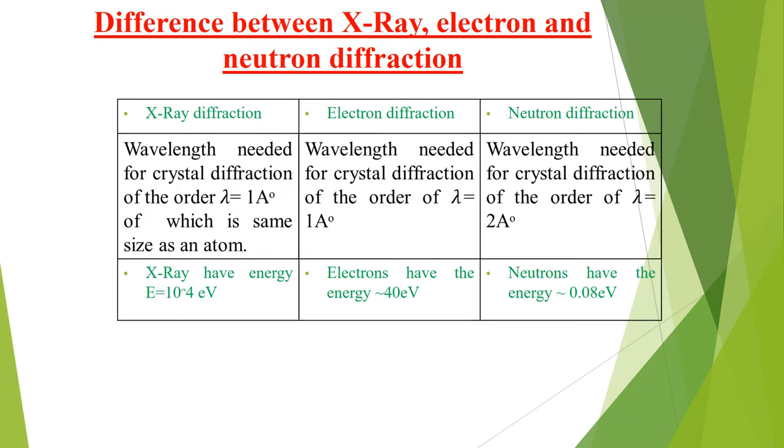Here are some differences between X-ray, electron and neutron diffraction. In X-ray diffraction, the wavelength needed for crystal diffraction is of the order of 1 angstrom, which is the same size as an atom. And the X-rays have energy equal to 10^4 electron volt.